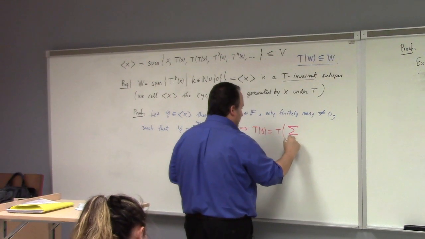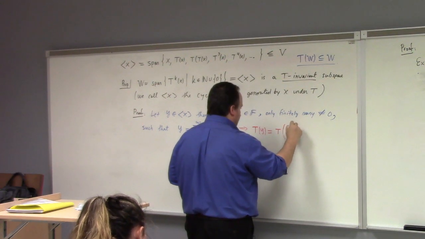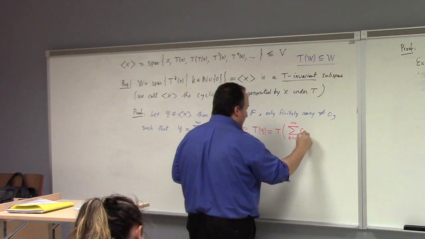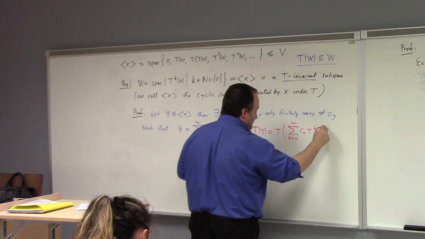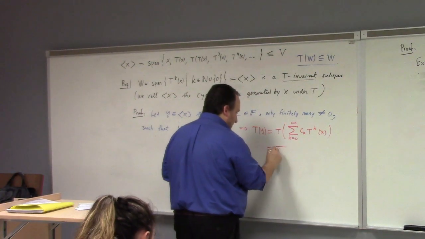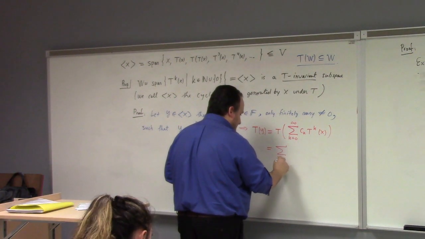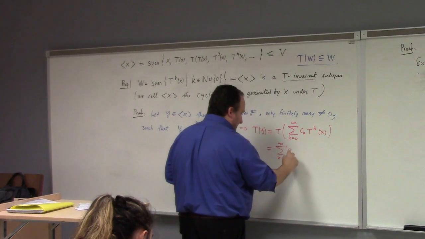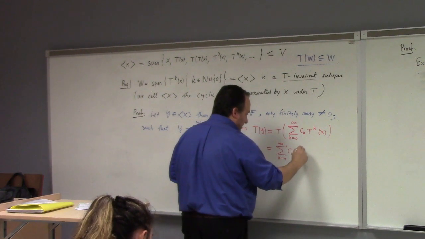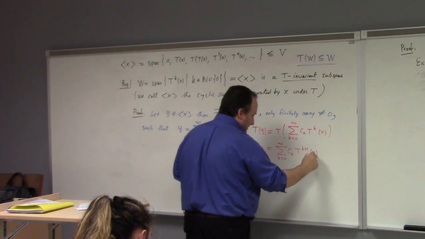Now, there's really no issue of convergence here, right? Because there's only finitely many non-zero terms. And so simply by using additivity of the linear transformation, and homogeneity, I suppose, to pull out the c's, we have the sum of c_k times t^(k+1) of x, right?